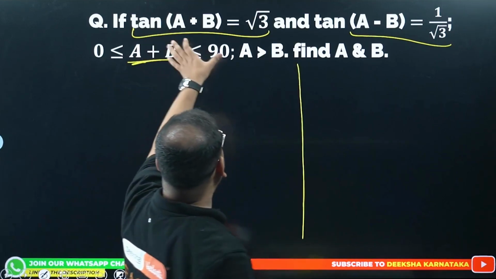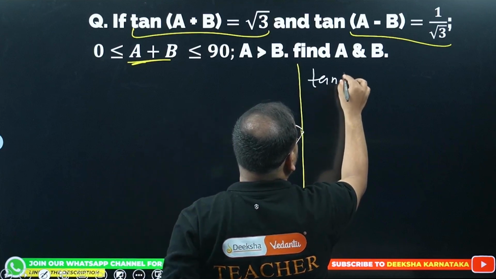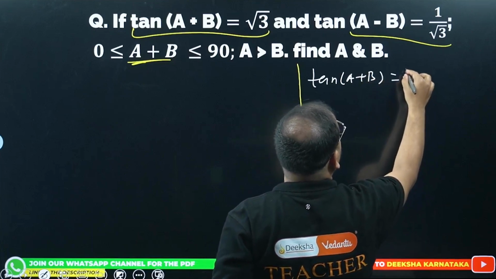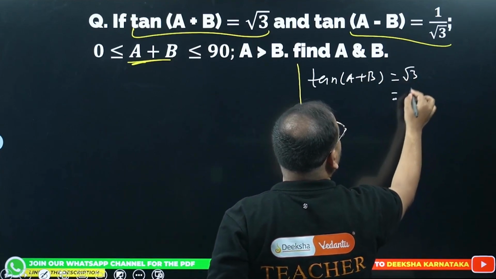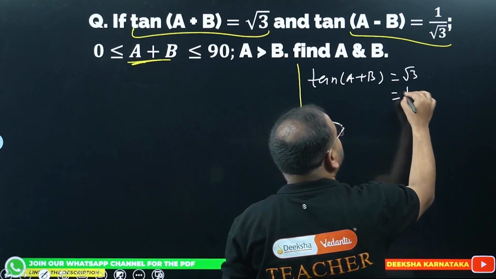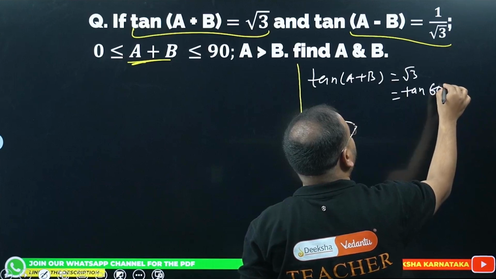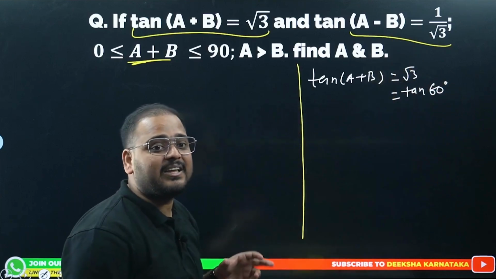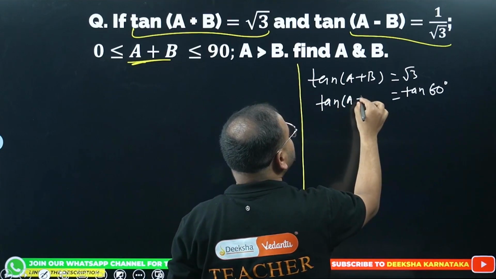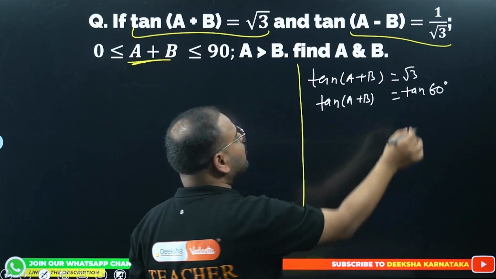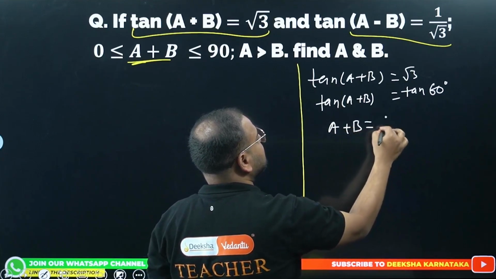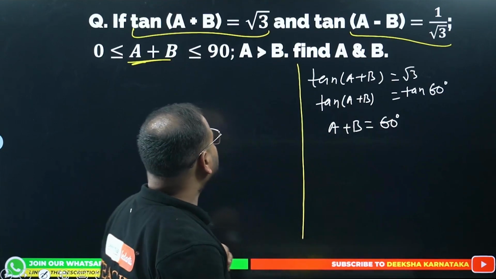Okay. So tan a plus b is equal to root 3. What is root 3? Root 3 happens in tan when it is 60 degrees. So I can write root 3 as tan 60 degrees. Okay, sir, why are you getting angry? Not angry, it's an easy question. Very easy question. Compare both sides. A plus b is 60 degrees.